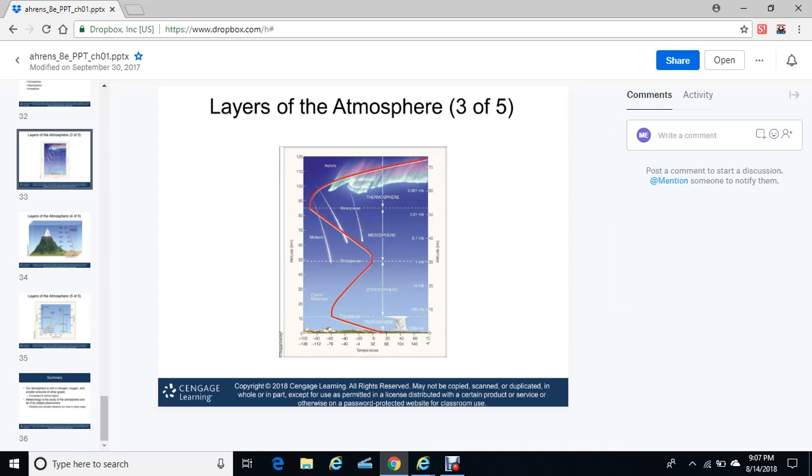The thermosphere does contain the ionosphere, and that's where you typically see the aurora, which is usually you have to go up towards the polar areas, northern latitudes to see the aurora, but it's really cool to see that.